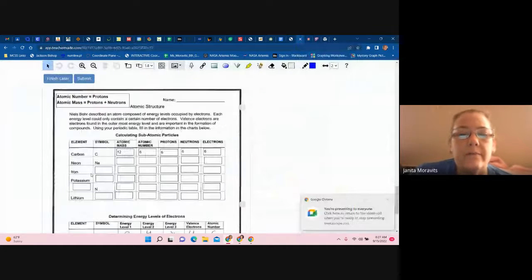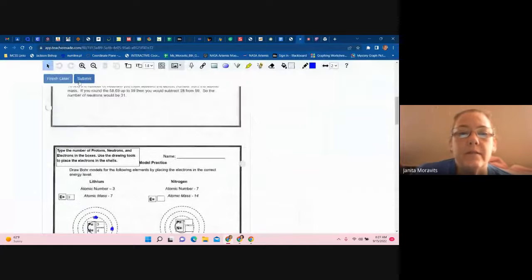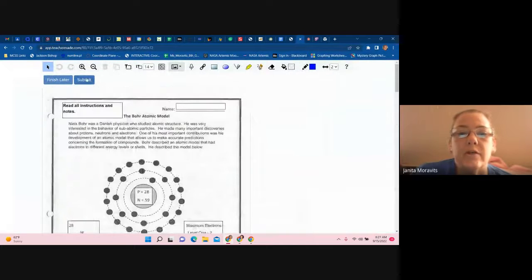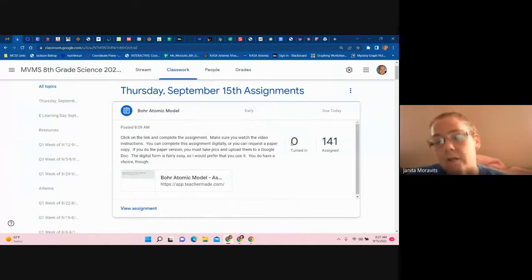When you're done, make sure that you go up here to submit. It should give you a score. And whenever you have that score, you're going to go back to this, view the assignment, and in the private comments box, type your score and turn that in. If you did it on paper, you're going to have to create a document and then take pictures of what you did and then turn that in.